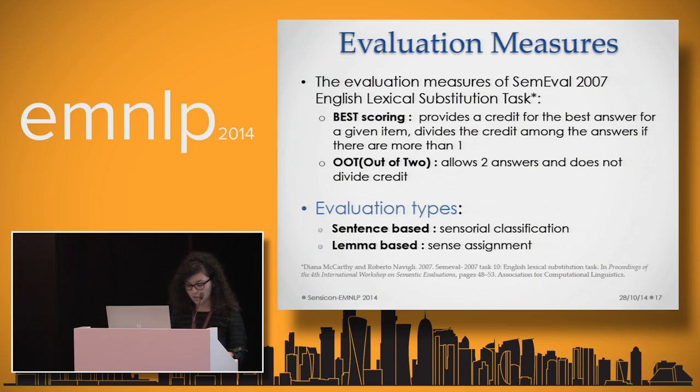We conducted 2 evaluation tasks, a sentence-based task and a lemma-based task. The sentence-based task includes a very simple classification method by taking the average sensorial scores of lemmas in the sentence. And in the lemma-based task, we define a relation between a lemma and a sense if the association value coming from the lexicon is above 0.